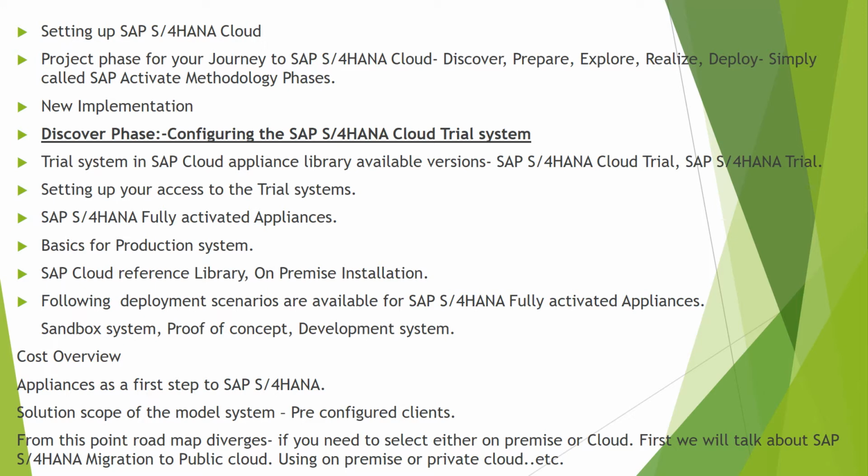The following components are optional and are only available in the SAP Cloud Appliance Library, not in the on-premise installation of SAP S/4HANA fully activated appliances. So the CAL means the cloud appliance library, right? So these are not available in the on-premise system.